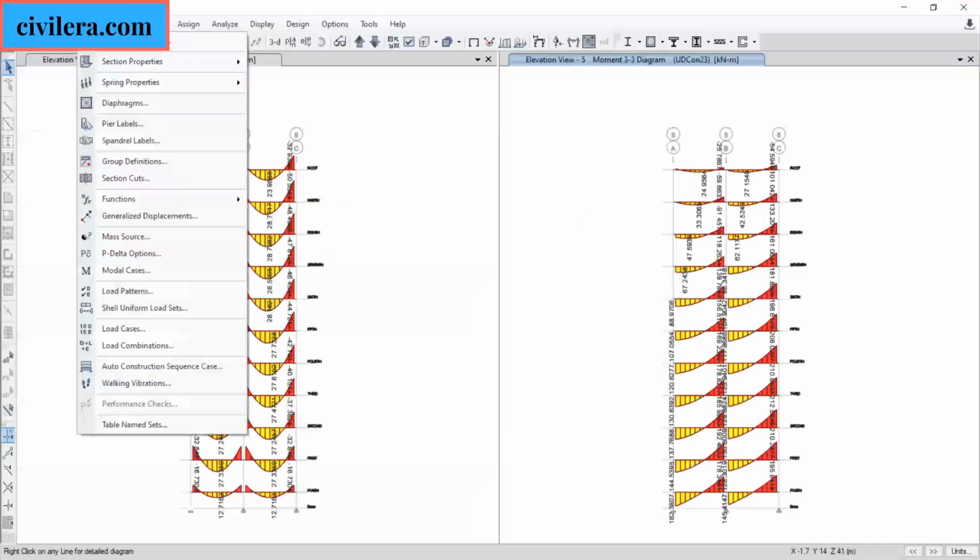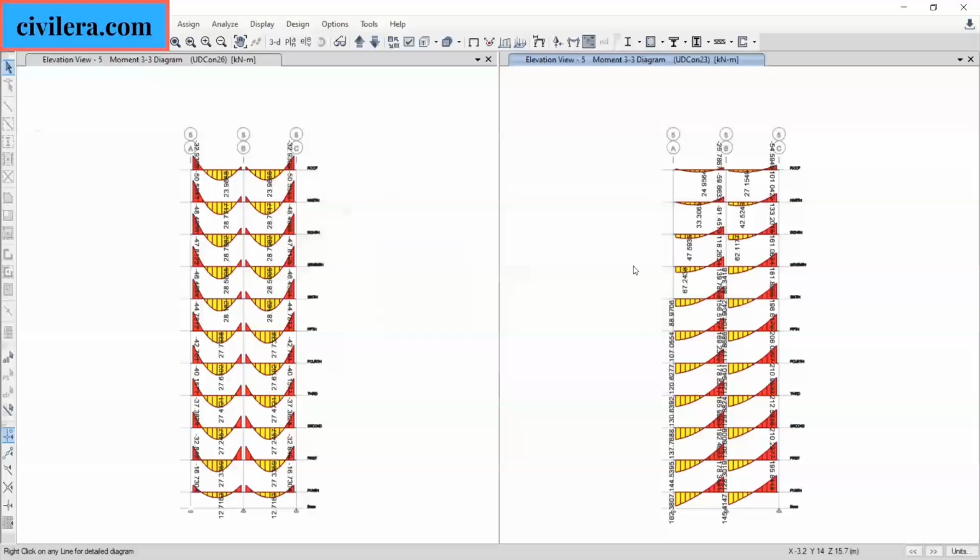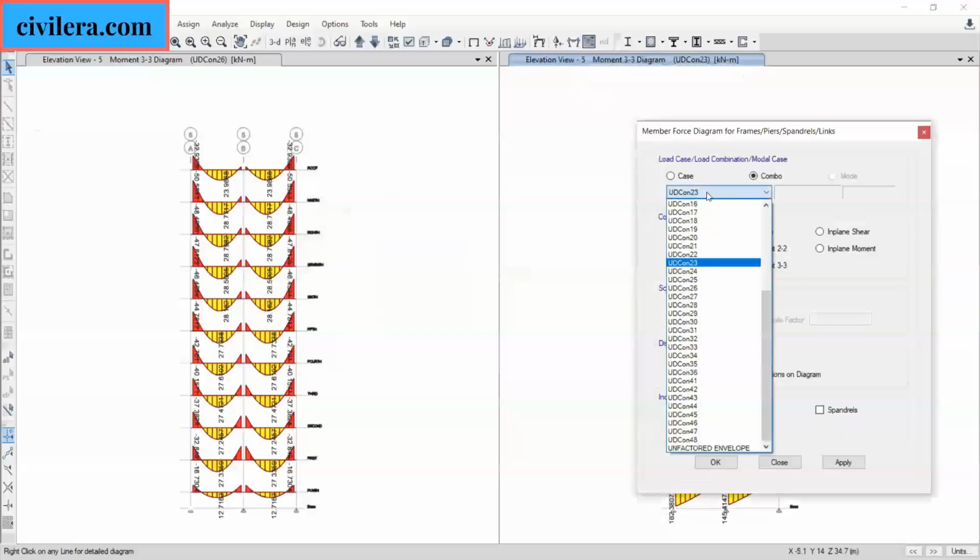I have already created the envelope. I will just quickly tell you. It's like a load combination. I have created that. Here you can see the factored envelope. If you have created the envelope, you can go here and, instead of a combination, you can choose the factored envelope. So here it is the factored envelope.